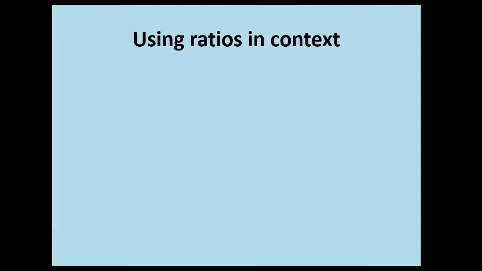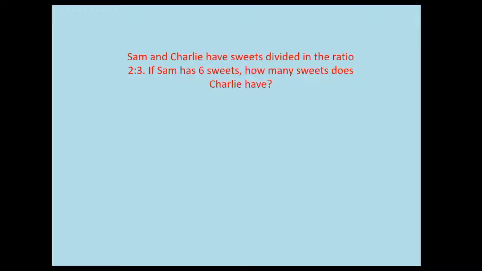The final topic I'm going to go over is using ratios in context. This will be the first example. Please copy it down. Sam and Charlie have sweets divided in the ratio 2:3. If Sam has 6 sweets, how many sweets does Charlie have? I will show you 2 methods. You do not need to copy them down yet. Method 1 is pictorial, method 2 is more algebraic.